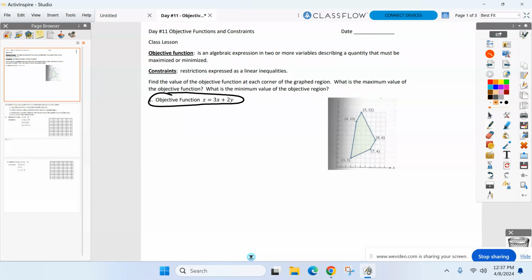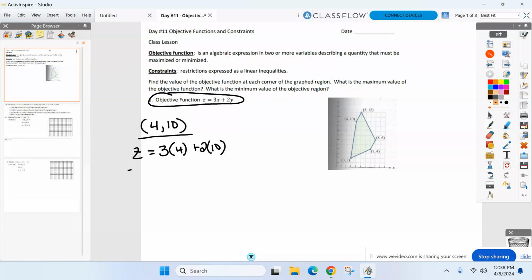4, 10. All right, so we take 4, 10. The 4 is the what coordinate? The x, and the 10 is your y. So we plug them in. So I take my objective function, z equals 3. What are we going to plug in now? Times 4 plus 2 times 10. And we'll see what that z value ends up giving us.